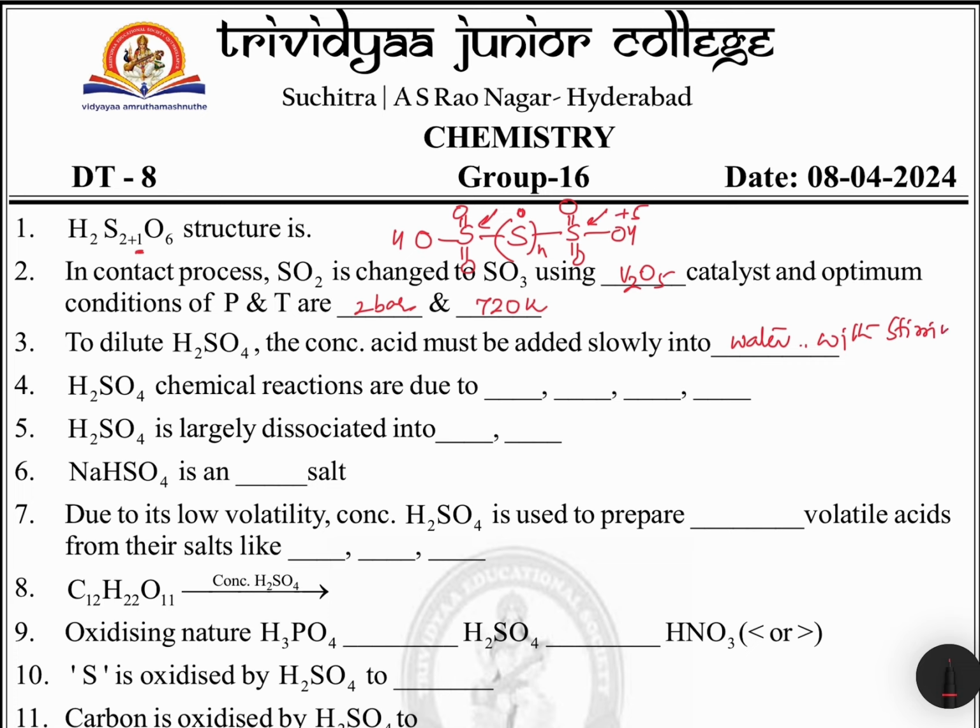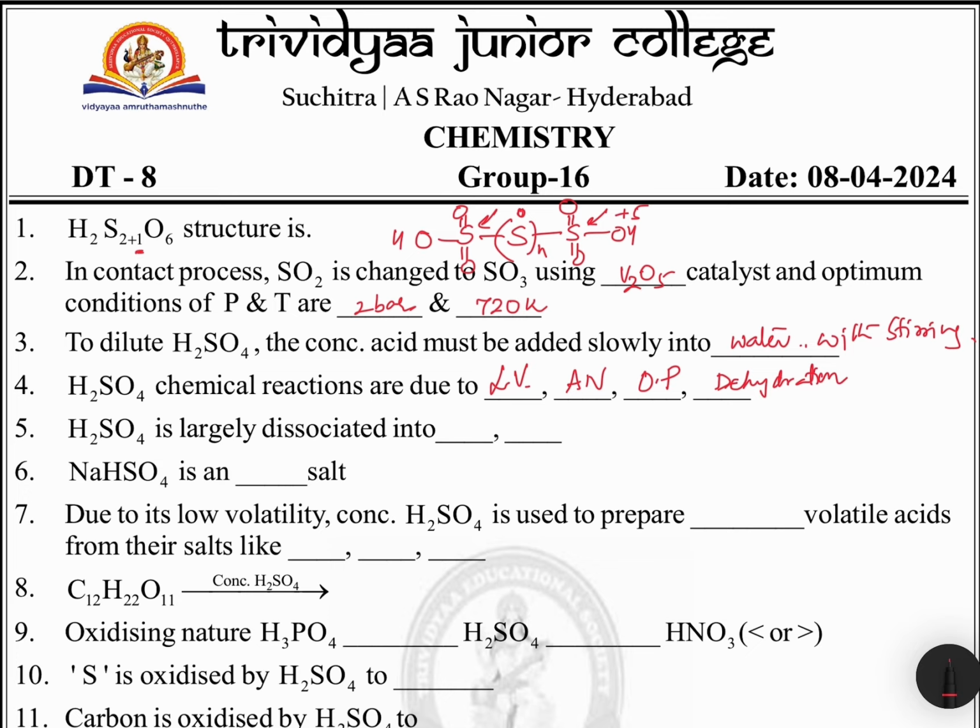Correct. Fourth one, H2SO4 chemical reactions are due to low volatility, acidic nature, oxidizing power, or you say oxidizing action, and dehydrating nature. Sulfuric acid is a good dehydrating nature.